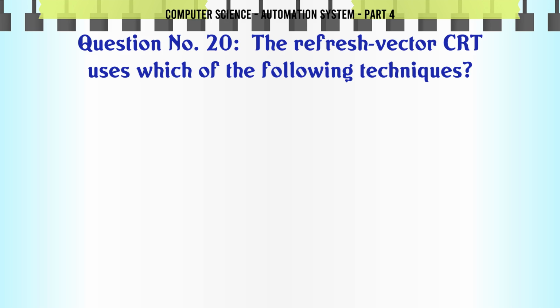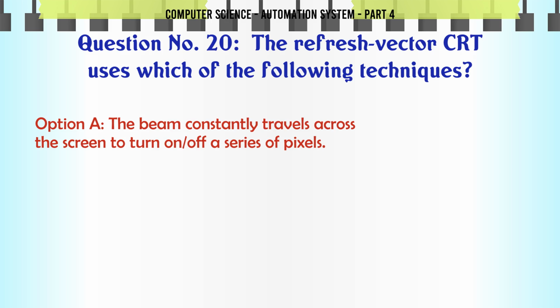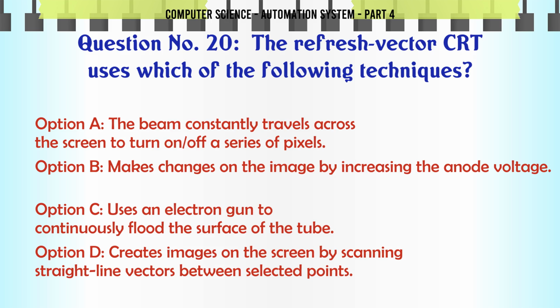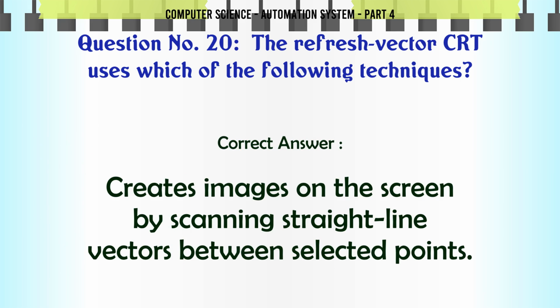The refresh vector CRT uses which of the following techniques? A. The beam constantly travels across the screen to turn on and off a series of pixels. B. Makes changes on the image by increasing the anode voltage. C. Uses an electron gun to continuously flood the surface of the tube. D. Creates images on the screen by scanning straight line vectors between selected points. The correct answer is creates images on the screen by scanning straight line vectors between selected points.